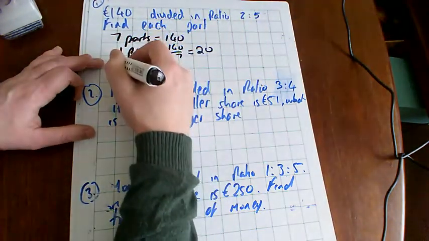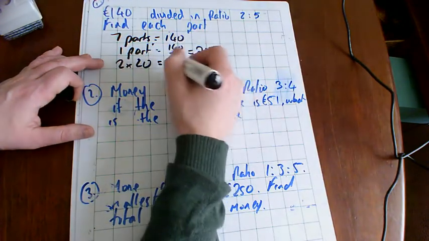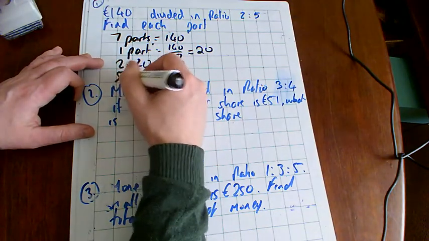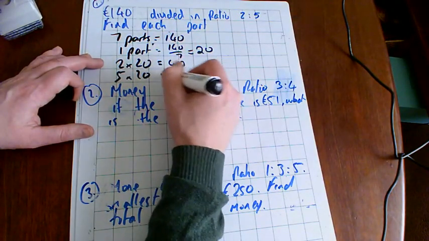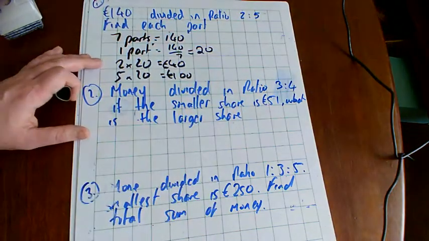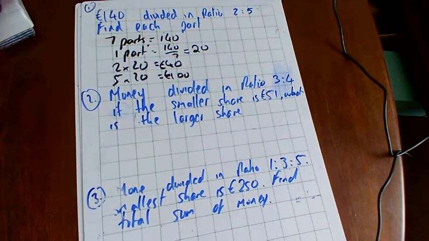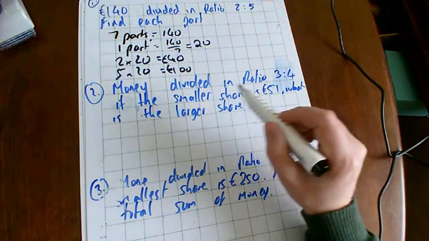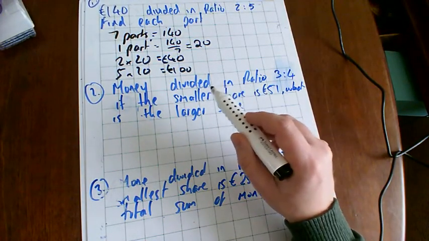So this person has 2. So 2 by 20 is equal to 40. And the other person's, you can just say 5 by 20 is 100. Simple. Okay. Next example, none of these are in the book. They start off with this one. I'm just making sure that everyone's okay with the basics of it.